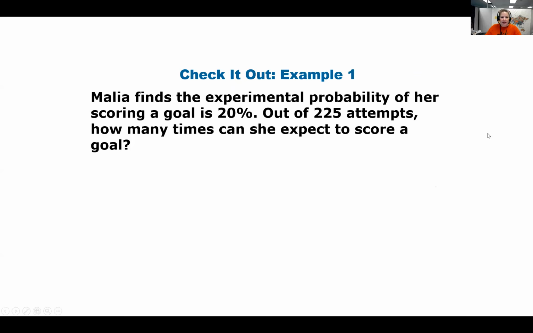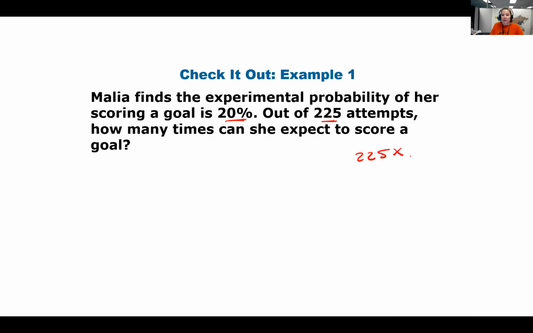All right, Malia finds the experimental probability of her scoring a goal is 20%. Out of 225 attempts, how many times can she expect to score a goal? All right, pause the video and figure out the answer.